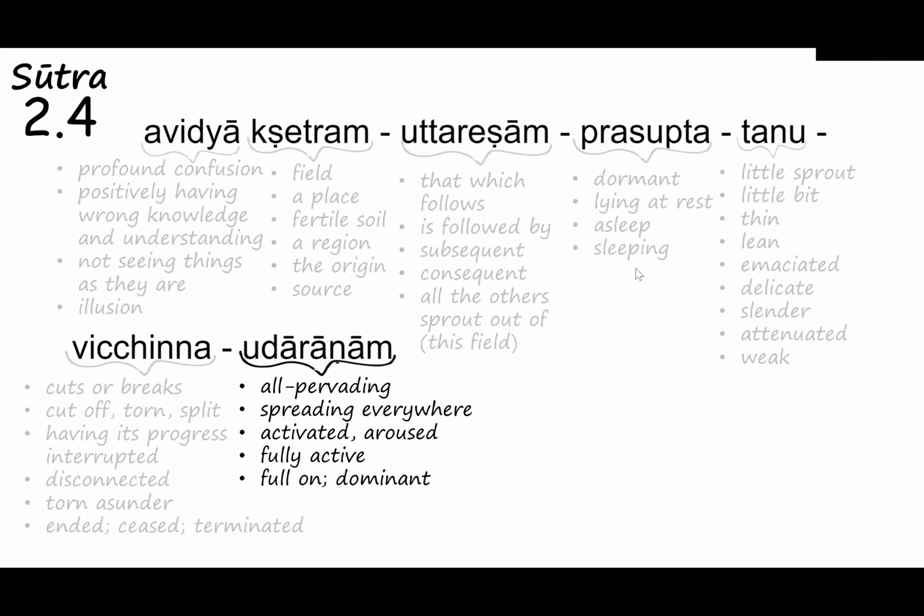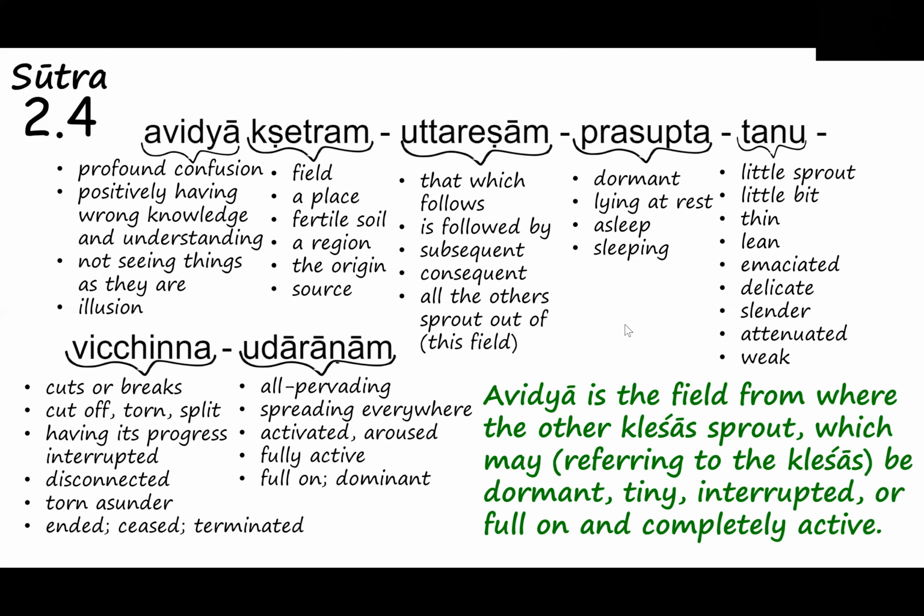Okay. So what does this whole sutra mean? What is one interpretation? Well, this is how I chose to articulate it on this given day. And I encourage you to go to the workbook to look at how the 7 other authors explain the sutra or translate the overall sutra. But avidya is the field from where the other kleshas sprout, which may, referring to the kleshas, be dormant, tiny, interrupted, or full on and completely active. Okay, so that's it in a nutshell, right?